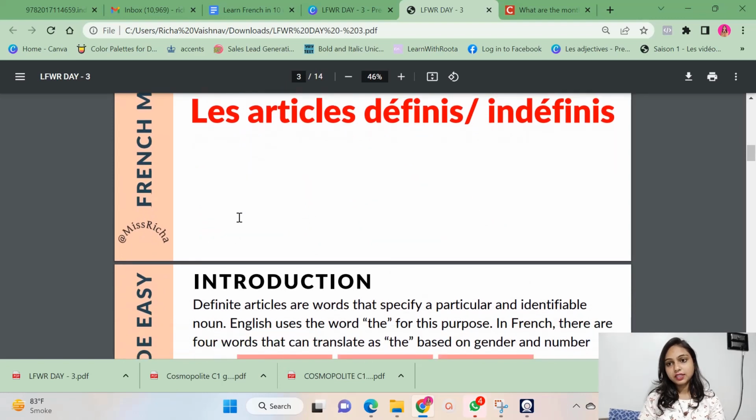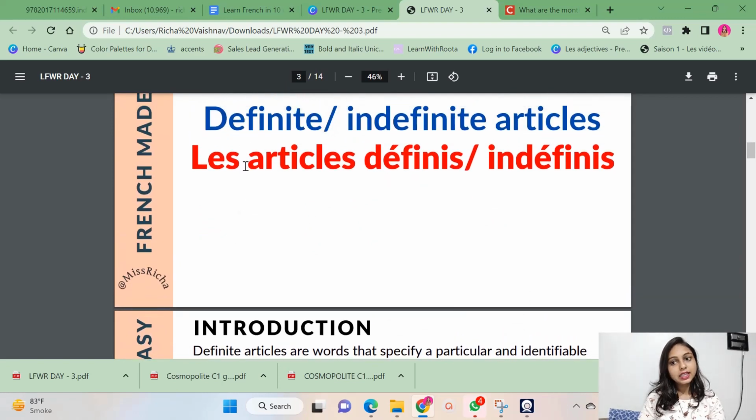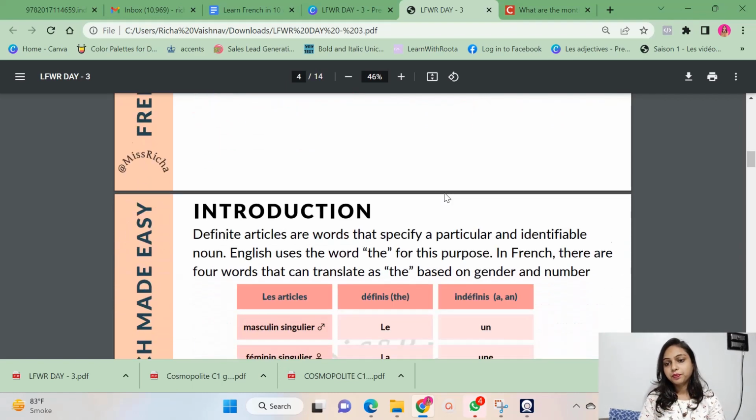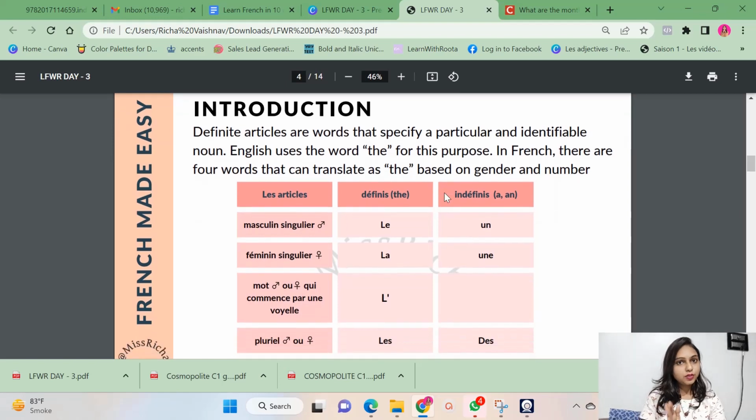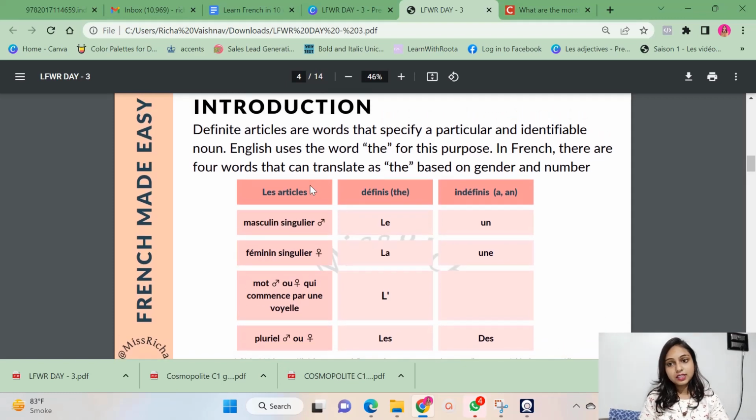Definite and indefinite articles. Les articles définis. Les articles indéfinis. Now we say definite articles in English, it is article défini in French. Like we saw this in the previous videos, if you all remember. So adjectives, most of the adjectives come after the noun. Now I'll not get into the details of that because I've explained so much in my previous video. In case you all want to watch that, pause this video, go back, watch my day 2 video and come back. Alright, so definite articles are the words that specify a particular and identifiable noun.